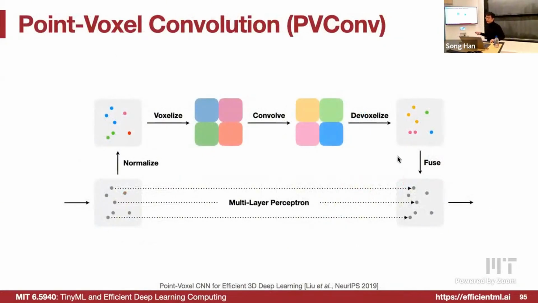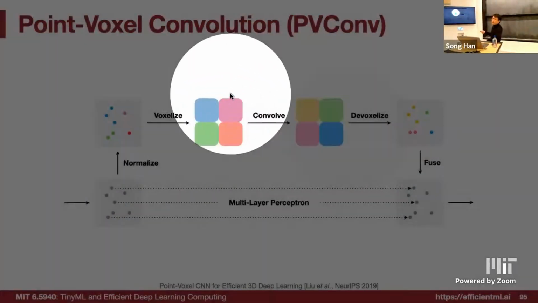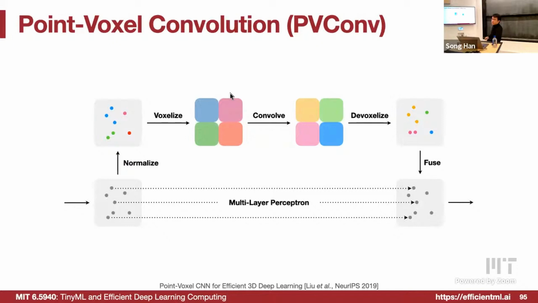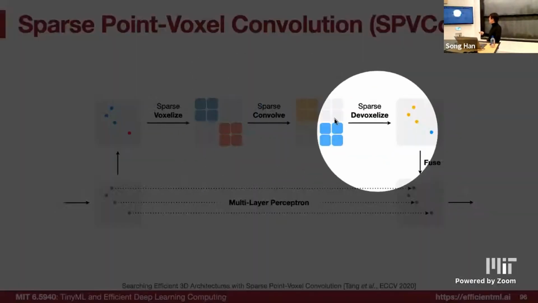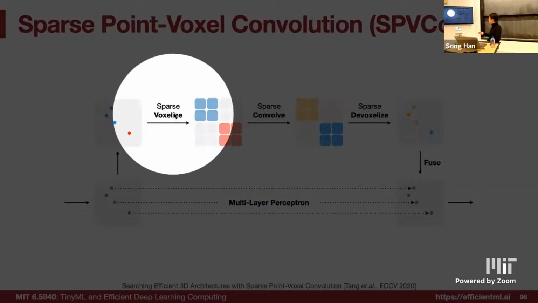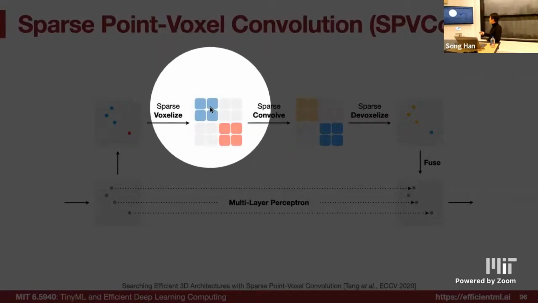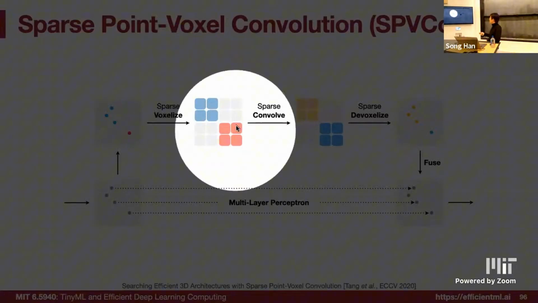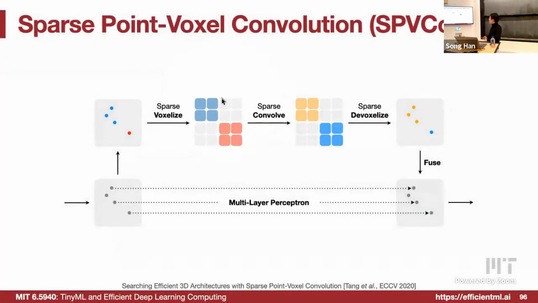So what can we do to improve the resolution for this voxel branch without incurring too high a cost? Actually, we can introduce this sparse point-voxel convolution. Okay? So rather than using dense convolution, we can use sparse convolution on this branch on the top. So we first voxelize them and then run sparse convolution only on the voxels that are non-zero, and then we skip the computation on those 0 points.